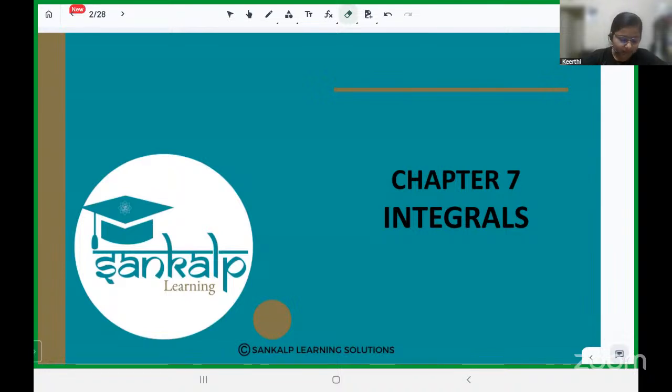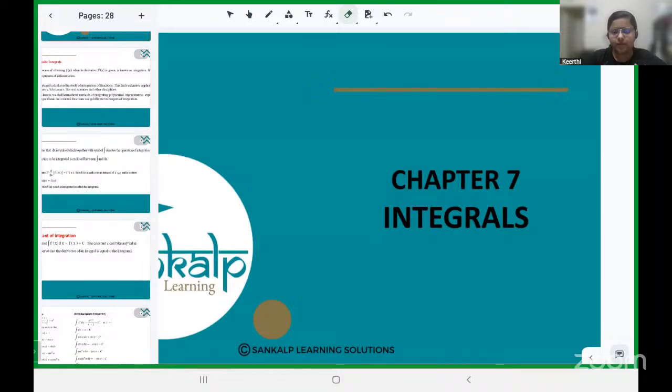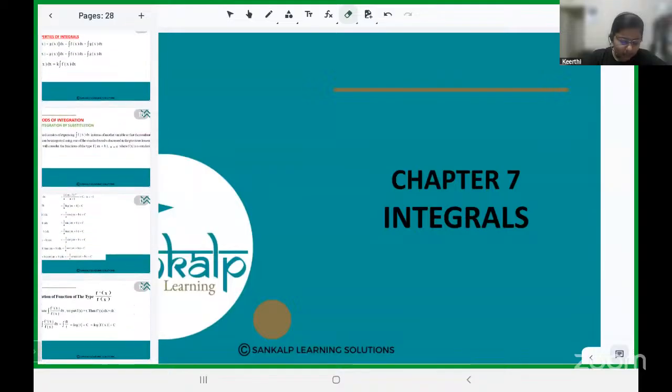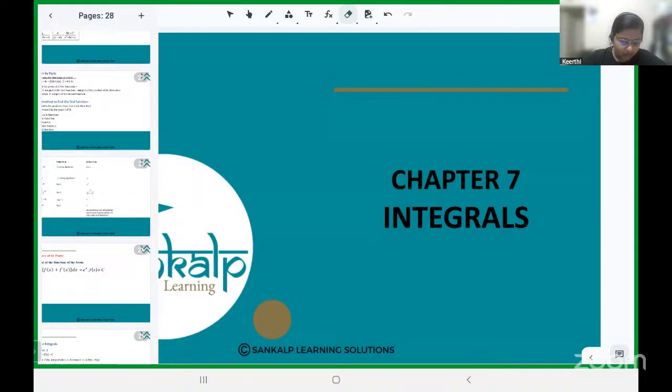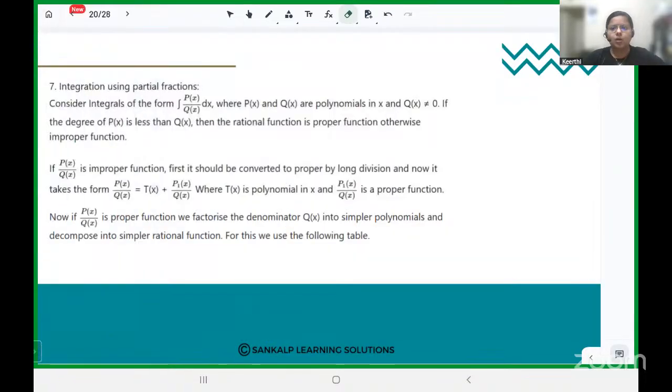In the first class itself, I told you that we can divide the integration methods mainly into 3 categories: integration by substitution, integration by partial fraction, and the third one, integration by parts. So today we are going to discuss the method called integration by partial fraction.